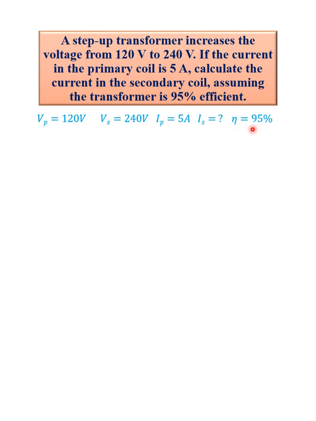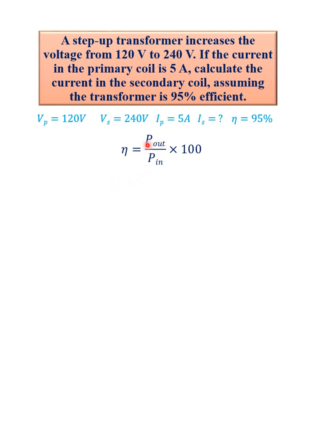Now that we know the efficiency, it is very easy to solve this problem. First, what is the formula for efficiency of a transformer? For a transformer, the efficiency is given as the output power divided by the input power times 100. Looking at this question, you won't find the power given. However, we know that electric power is given as the product of the current and the voltage. The output is the secondary side of the transformer, while the input is the primary side of the transformer.